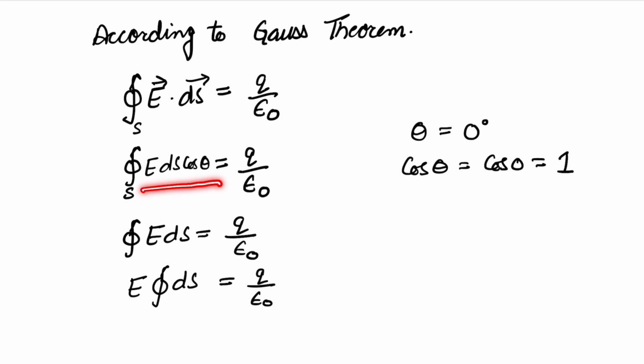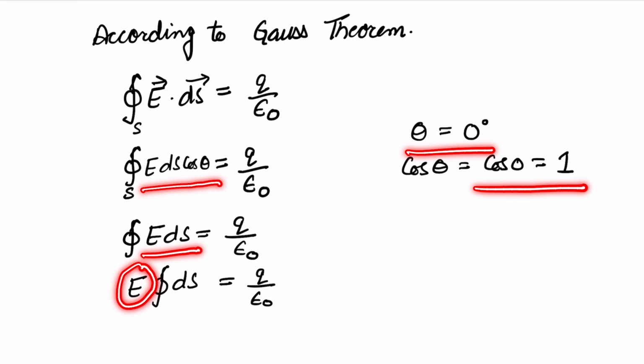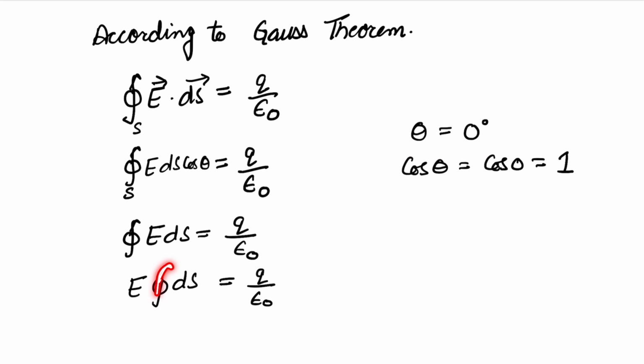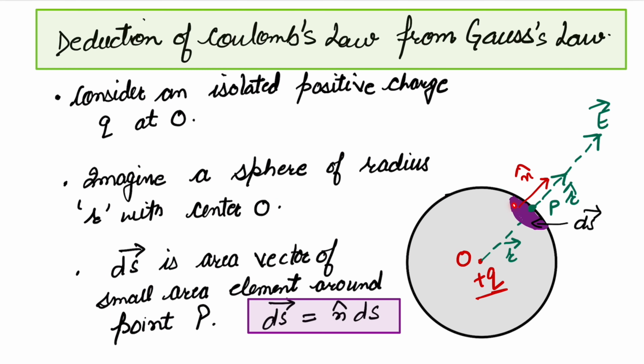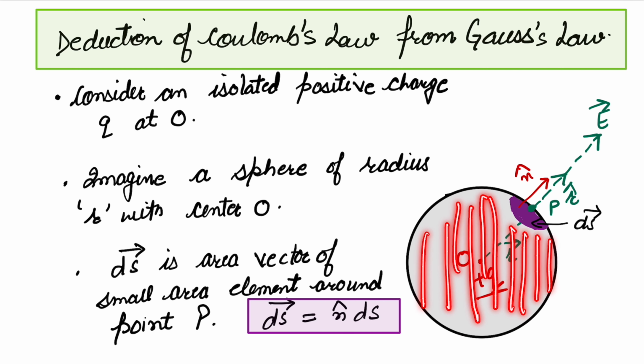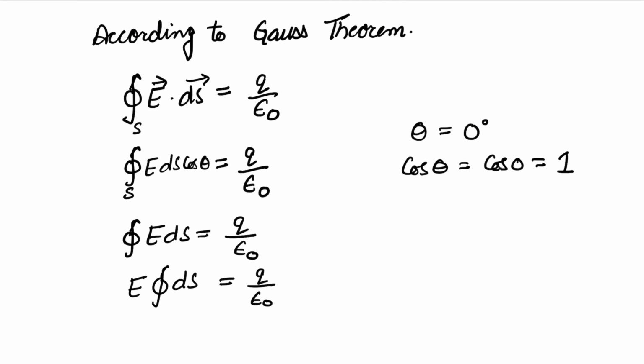So E ds cos theta, when theta is 0, cos 0 is 1, so it can be written as E ds. E is the electric field, which is constant. It can be taken out of the integration. So the integral is left over ds only, right? So this is the small area ds. If you want to integrate for the entire sphere, the whole area is to be considered, right? And we know that the surface area of the sphere is 4 pi r square, right? So this integration has the value 4 pi r square.